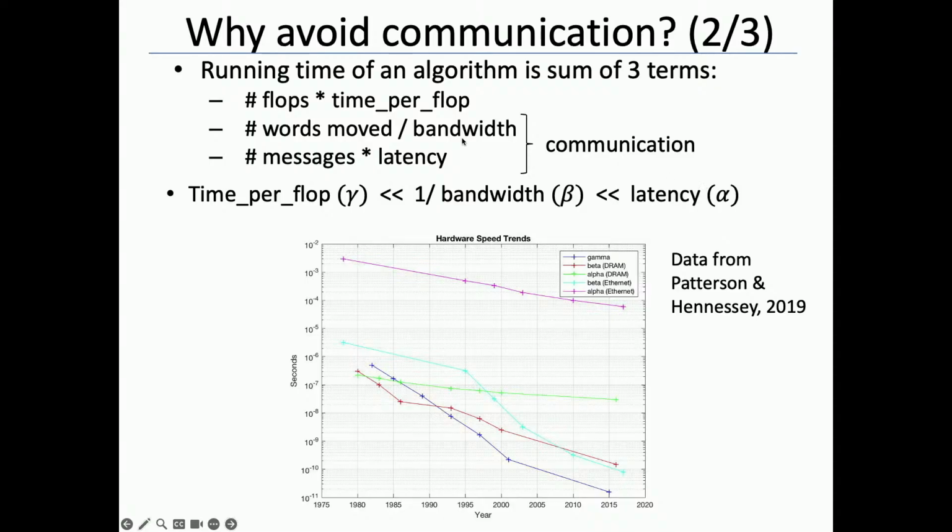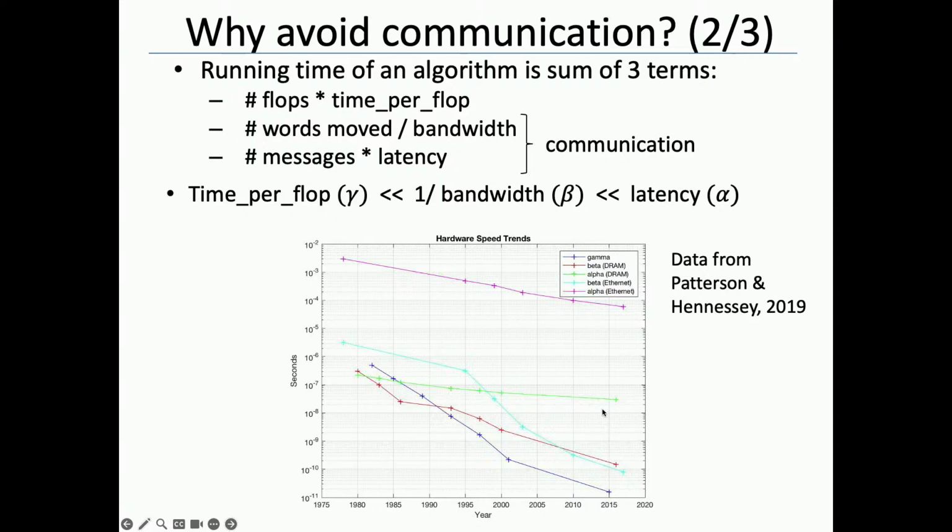I'm going to call these numbers gamma, beta, and alpha in all my later plots. And these are very, very different, and they're growing apart exponentially with time. So here's a plot going back to the 80s of what the values of alpha, beta, and gamma are. The vertical axis is how long they take on a log scale. So there are 7 or 8 orders of magnitude in this vertical scale. The bottom curve is the time per flop. It's the fastest by far.